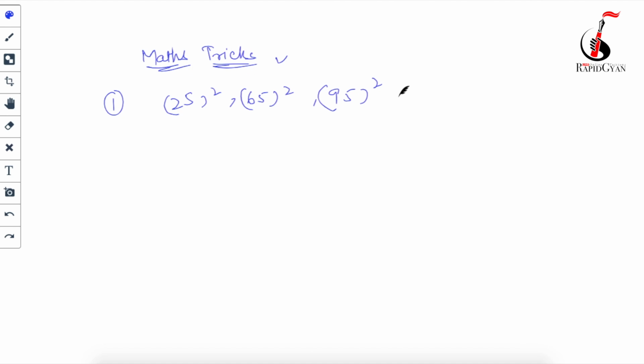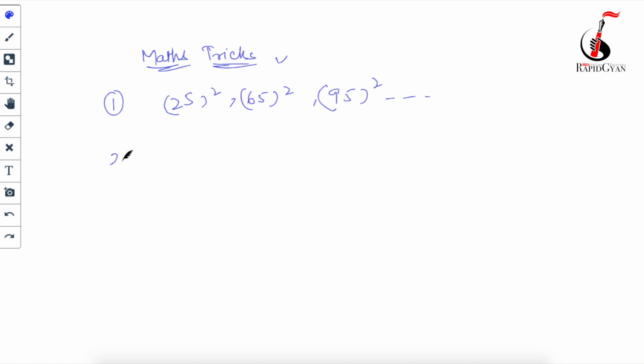So today I'm going to teach you three mathematical tricks which will help you to find the square of numbers. Your first trick is to find the square of a number whose unit digit is 5. Square of a number means find the square of all kinds of numbers whose unit digit is 5. For example, suppose you will have to find 25 square, 65 square, 95 square. So these kinds of numbers. So that is the first trick I'm going to tell you.